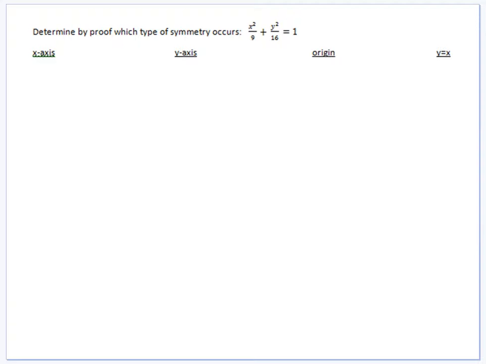So for x-axis, remember we're trying to prove it. So the x-axis means that the y is going to be negated. So the first step is plug in the x is the same, the y is negative. So the x is the same, that doesn't do anything. But the y's, now every place there's a y, you're going to put a negative y. So that's going to become a negative y over 16 equals 1. That's the first step.